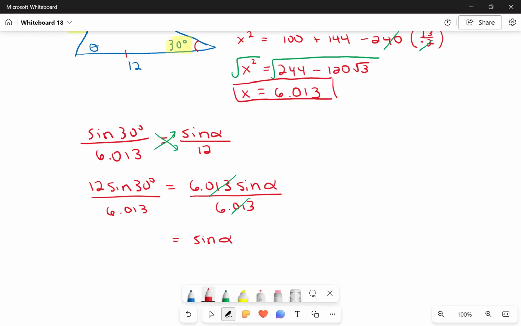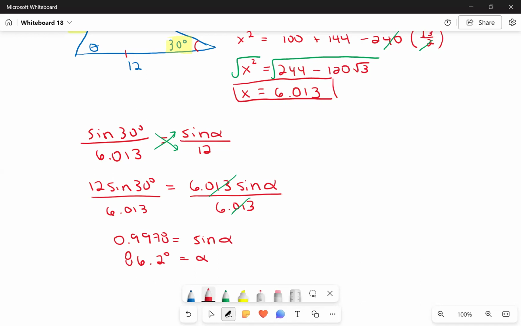Times 12 divided by 6.013, I get 0.9978. I'll throw a couple decimals in there. That's fine. I'm going to keep that number in the calculator though, and take the sine inverse of it. So I ended up with 86.2. I guess I could do an extra decimal if I wanted, but that's fine. 86.2 for alpha.